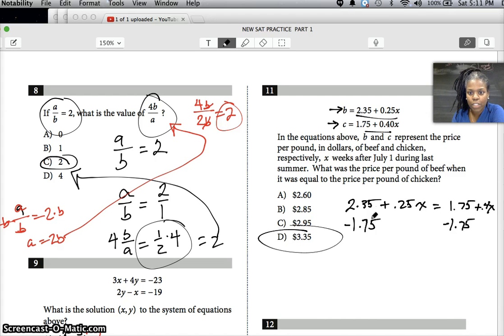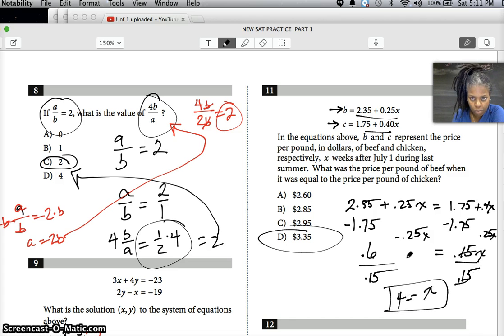All right, so when I subtract 2.35 minus 1.75, I don't even remember what I got last time. Let me go back. I'm ashamed that I'm using a calculator. 2.35 minus 1.75, I know I could do it, I promise, is equal to 0.6. So when I subtract these, I get 0.6, and then I'm going to have to subtract this 0.25x over here, and I'm going to get 1.5x.